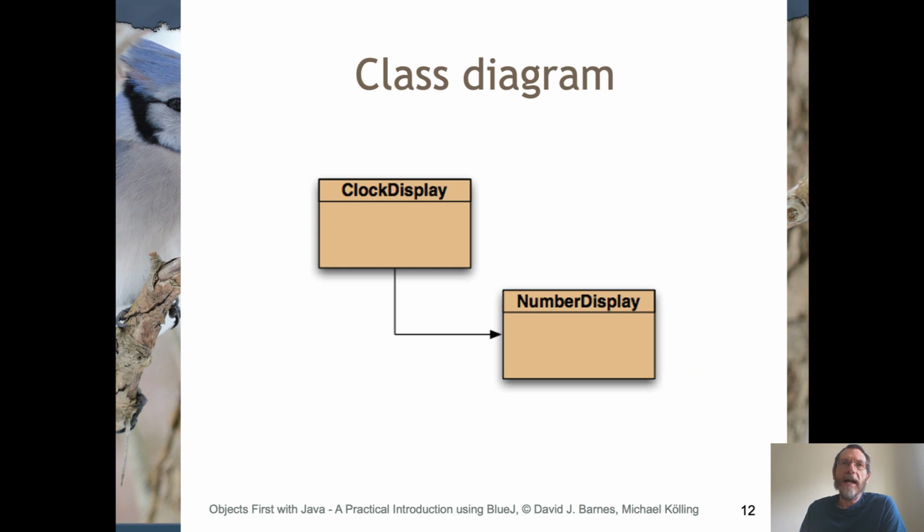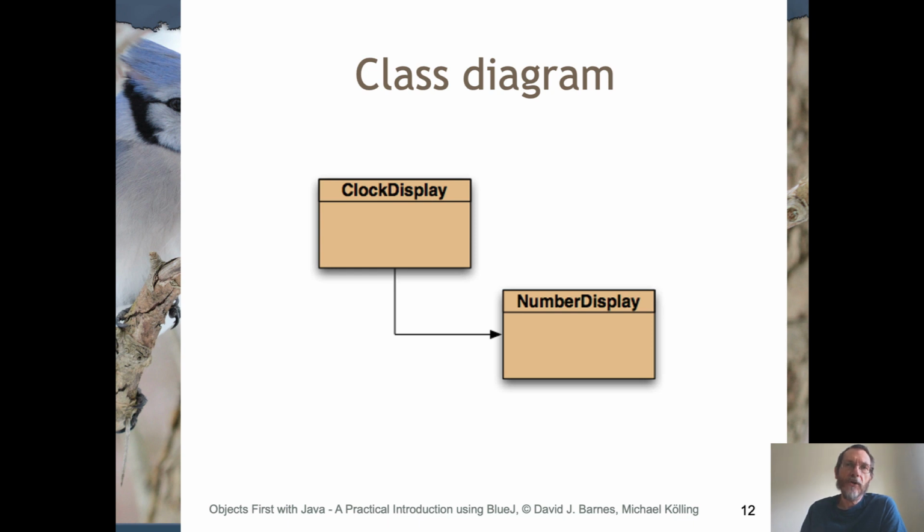Now, the fact that clock display depends upon number display to provide its functionality is shown within the class diagram within BlueJ by an arrow going from clock display to number display. That tells us that the implementation of clock display is dependent upon the implementation of number display. This is a visualization, if you like, of abstraction: in implementing a clock display, we're going to hide away the details of how those individual minutes and hours are counted in the definition of a separate class.